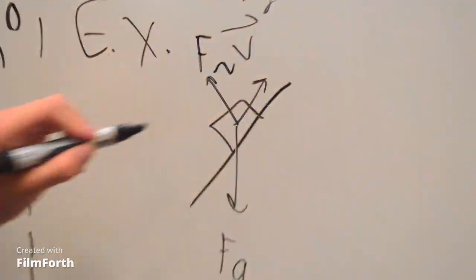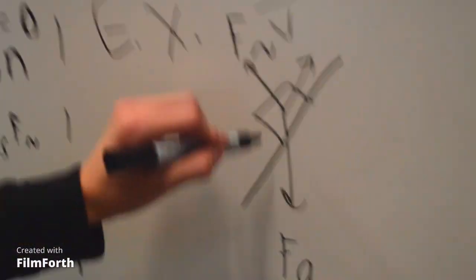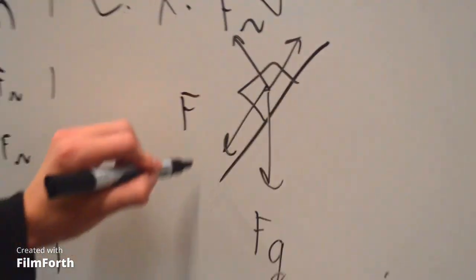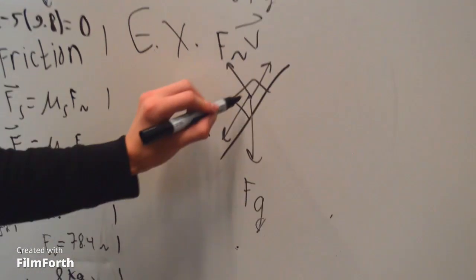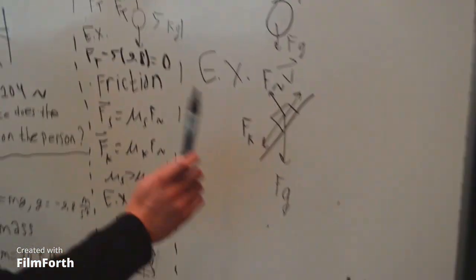And because I said that there was friction on the ramp, there's going to be a friction force. And the reason the friction force is going down here is because the object's going upwards. And because the object's moving, it'll be kinetic friction.